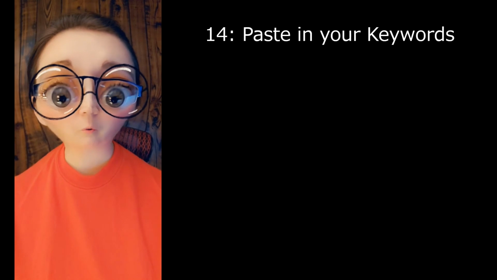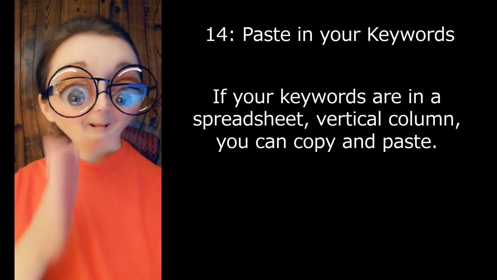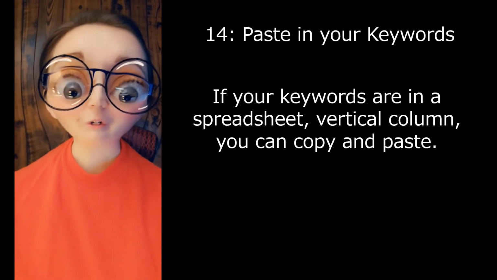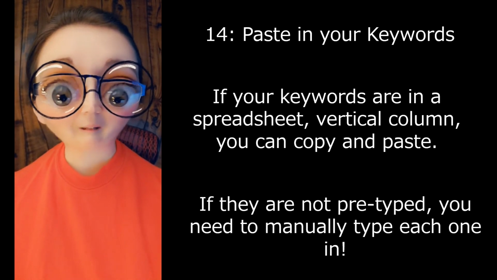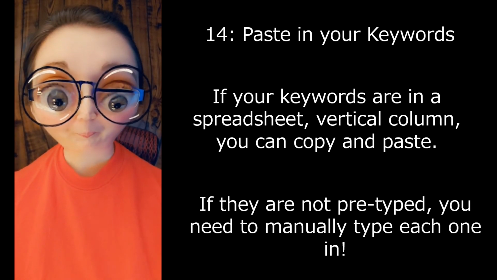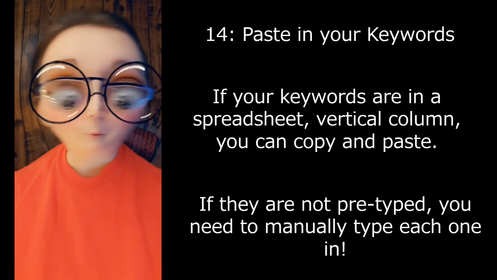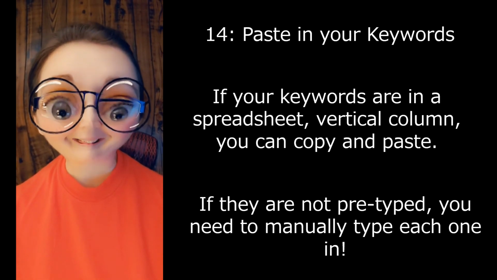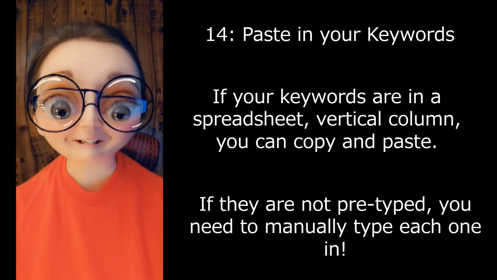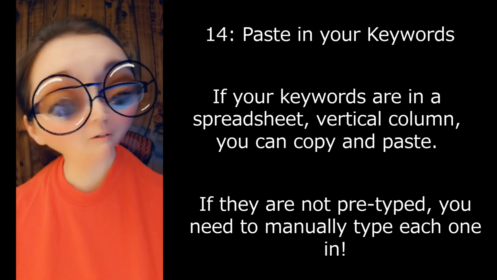Step 14, pasting your keywords. This is where you're going to go into your spreadsheet. Hopefully your keywords are typed in a straight column, up and down. Then you're going to highlight them all, copy them, Control-C, and paste them into the empty space, and they'll already be separated for you. You gotta keep them separated. After you've pasted them all, you're going to have to click the add button to add the keywords, and then they will go ping from the left side to the right side.